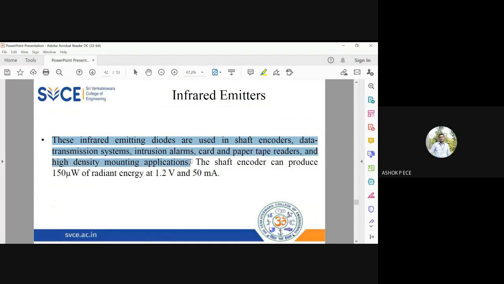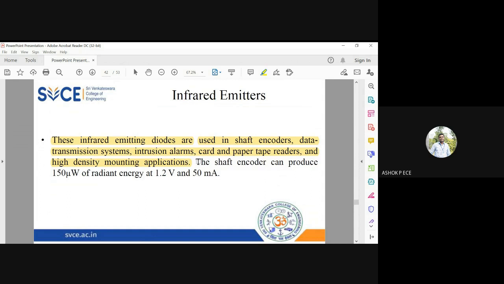They have a lot of applications: shaft encoder, data transmission systems, intrusion alarms, card and paper tape readers, and high density mounting applications. Only thing you know, when you give supply to LED, the LED will glow bright and emit light. But even when you give supply to this LED, it actually emits infrared light, but you cannot visually see anything. It will look like as if the circuit is not working, but actually the LED is emitting infrared radiation at the corresponding wavelength, which is not visible to our human eyes.